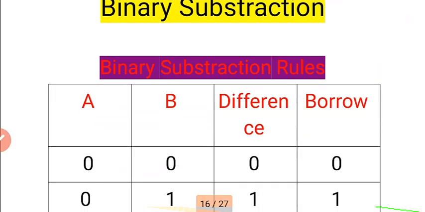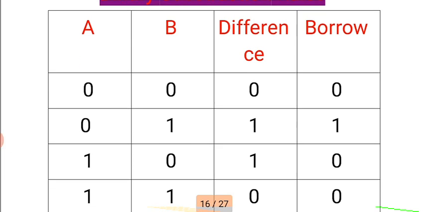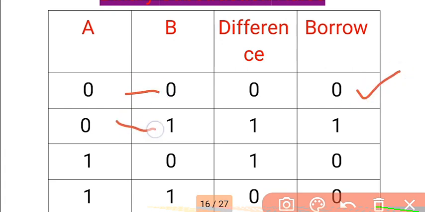Let us see the binary subtraction rules. The inputs are two, A and B, and the outputs will be difference and borrow. 0 minus 0, difference is 0, borrow is 0. 0 minus 1, difference is 1, borrow is 1. If 0 minus 1, you are subtracting a high number from a low number, so borrow will be generated, 1. 1 minus 0, difference is 1, borrow is 0. 1 minus 1, difference is 0, borrow is 0.